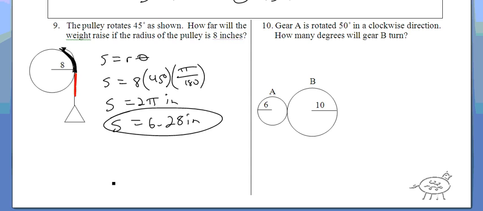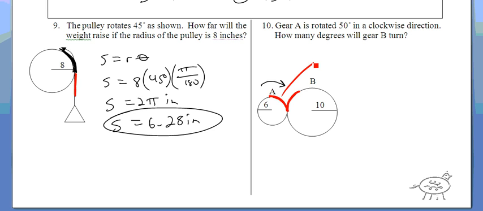It says gear A is rotated 50 degrees in the clockwise direction. So we're going 50 degrees this way. How many degrees will gear B turn? Something that's super important here, math fans, is they're going to turn in a different rotation. But do you guys agree that if this is 50 degrees here, if I rotate this 50 degrees, it's not going to rotate 50 degrees, but it's going to rotate that exact same amount?